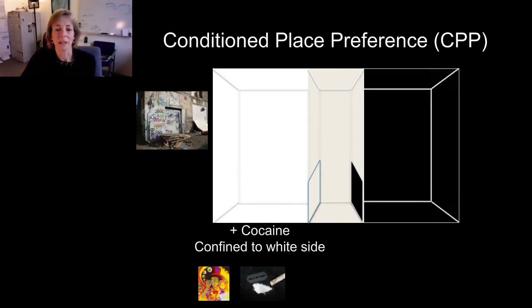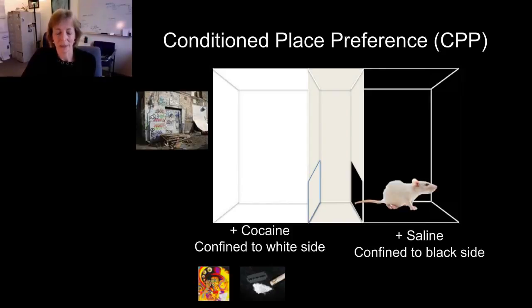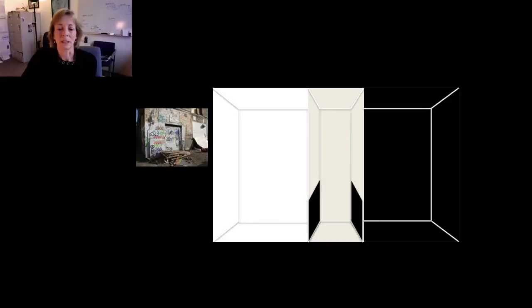The next day, we take the animal and put it on the opposite side, give it a boring saline injection, and confine it to the other side. So this has no psychostimulant effects the way cocaine does. We train the animals day after day, alternating between the cocaine side and the saline side. Then on the final test day, we put the animal in the center and ask where it would like to spend its time. Most animals inevitably will spend their time on the cocaine-paired side. So what we're looking at is how much time they spend here initially and how much time they spend here after they've been trained.